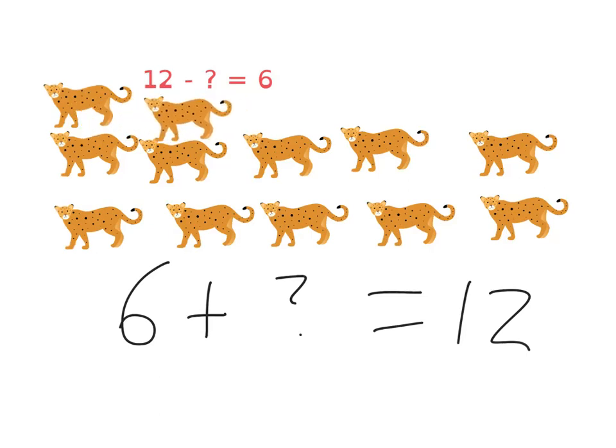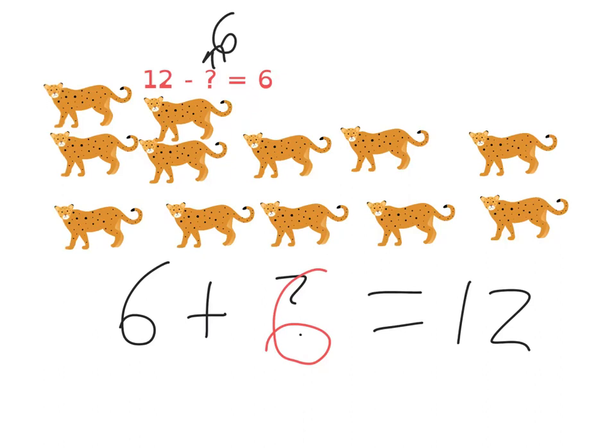So we have added 1, 2, 3, 4, 5, 6 cheetahs to make 12. So the answer is 6. Add 6 equals 12. And our missing answer up here, 12 take away 6 equals 6. Now we can check this one.